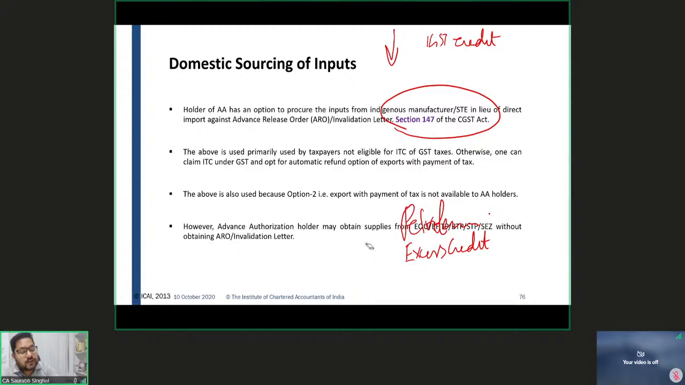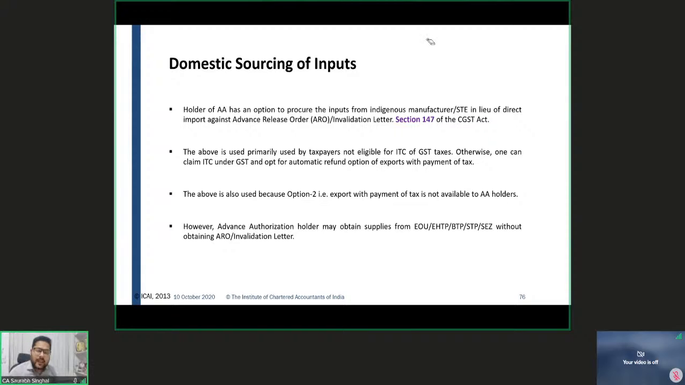Otherwise, a normal manufacturer who is supplying goods which are liable to GST, why will he waste his advance authorization on domestic goods and not on import goods? He will do that only when he has a scenario wherein he is not eligible for credit on those domestically procured goods. And therefore, he will use his advance authorization so that the IGST payable on those goods is refunded back to him when he procures them domestically.